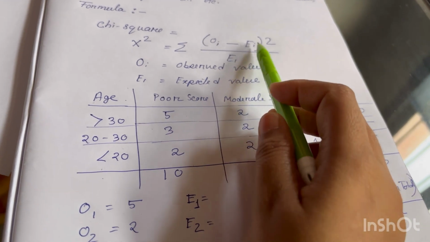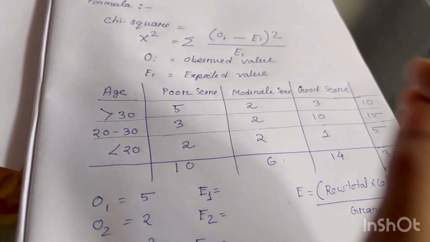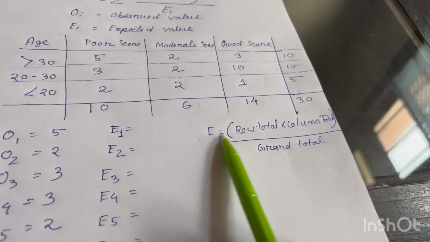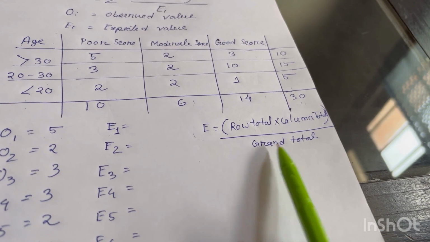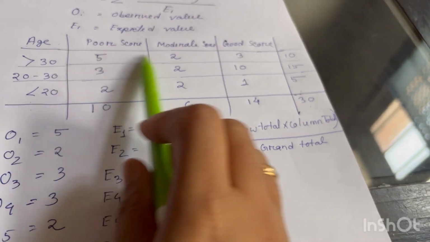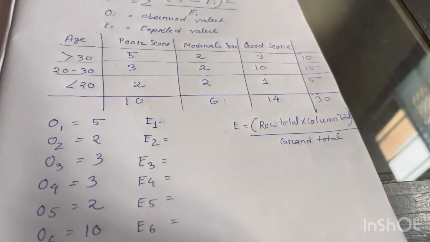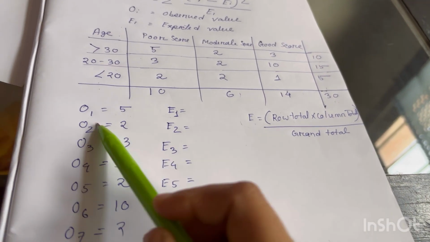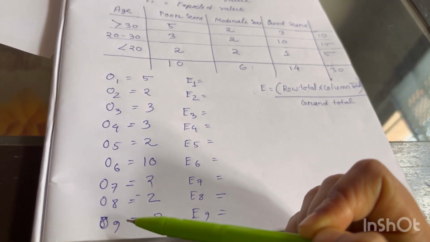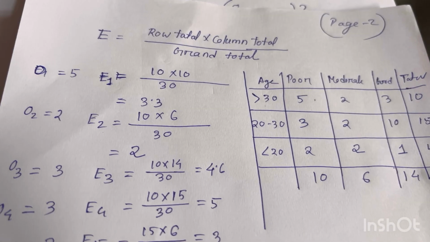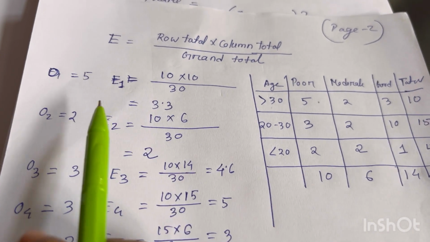Now what do we have to calculate? We have to calculate the expected value, and the formula is row total into column total divided by grand total. We have the row totals, these are the row totals, and these are the column totals. Now we are ready to calculate the expected value for all these observed frequencies. So now let's calculate the expected values.